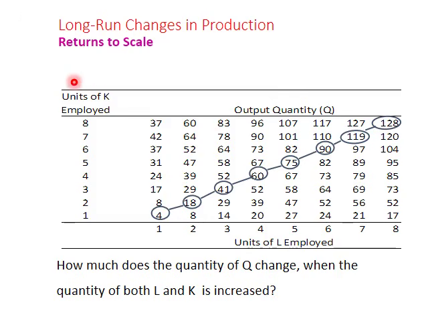Let us see with a table. As we increase the inputs of K and the inputs of L, these are the outputs. For 1K and 1L, we get an output of 4. For 2K and 2L, we get an output of 18. And the same is true for the others. Along this diagonal, we get the output. This is the return to scale.